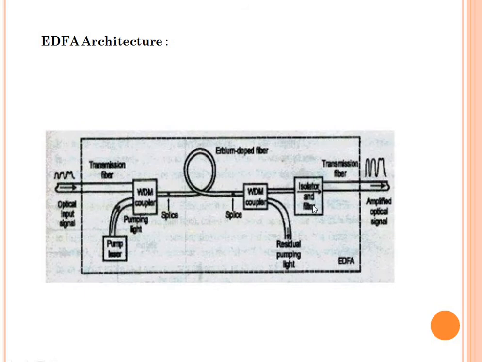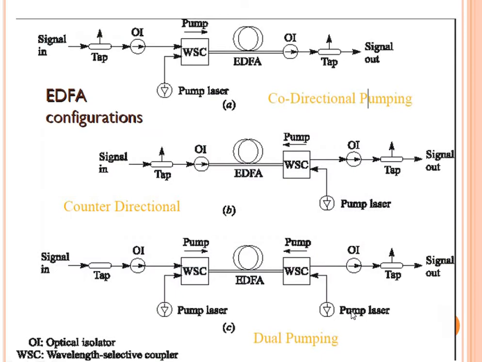The optical isolators prevent the amplified signal from reflecting back into the device, where it could increase the amplifier noise and decrease the amplifier efficiency.